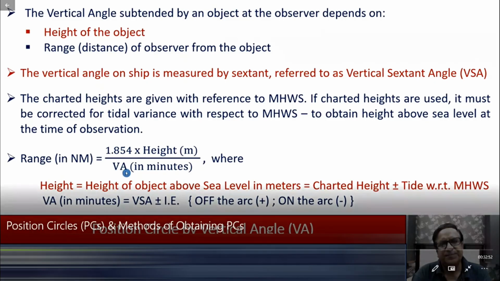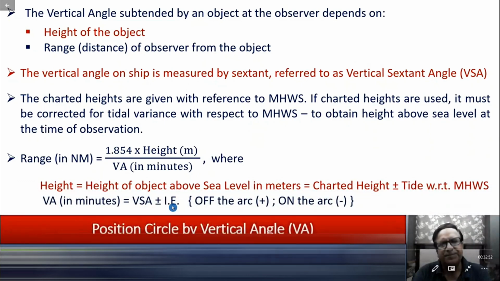If this vertical angle is given to us as a sextant angle, that is vertical sextant angle, then we know that every sextant has an instrument error which is called index error. So if we measure the angle by a sextant, then that instrument error has to be applied. So how do we apply that instrument error? It's very simple. Consider it like a light switch.